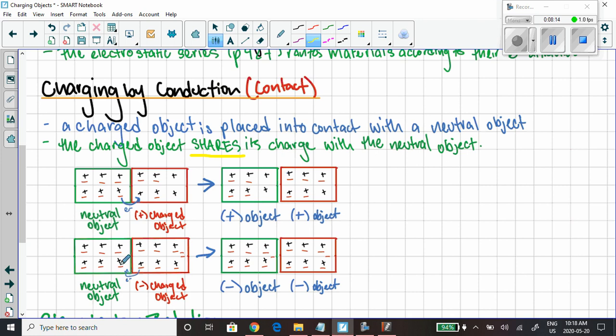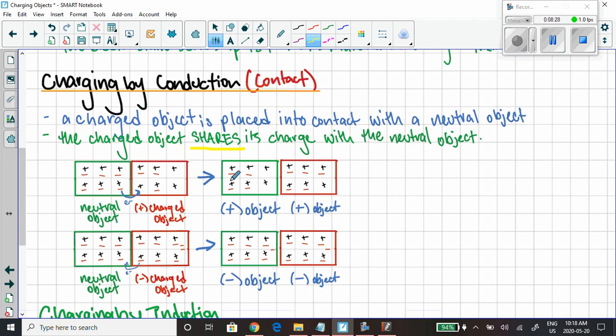If you have a neutral object and it's in contact with a negatively charged object, the electrons move from the negatively charged object into the neutral object, and if you were to separate them, they would both be negatively charged. Just all about sharing electrons.